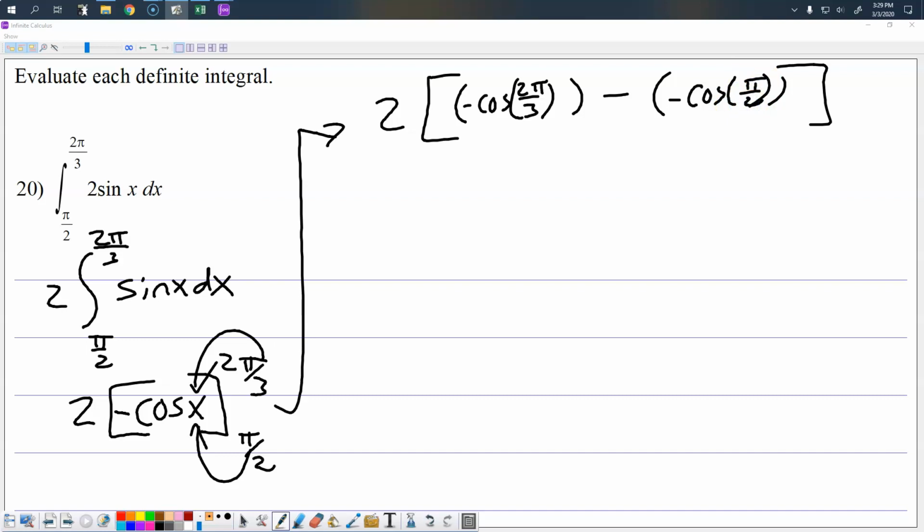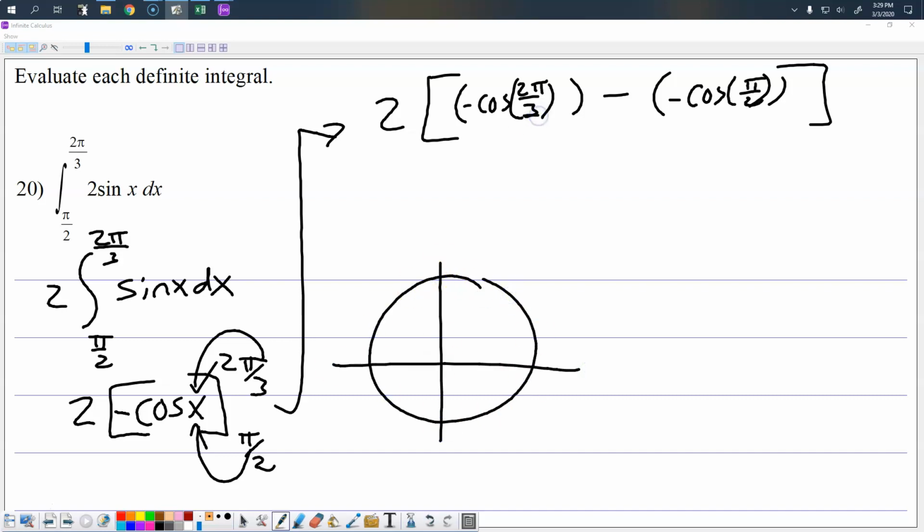Okay, so first of all, when you're dealing with cosine, once again, we're looking at the x values. 2 pi over 3 is right here, so cosine of that is asking what's the x value at that point. And the x value at that point would be a half. And there's a negative there in the front. We don't want to lose that. Minus, let's do this one here. Pi over 2 is up here at the top. The x value at that point is 0. So we have 0.